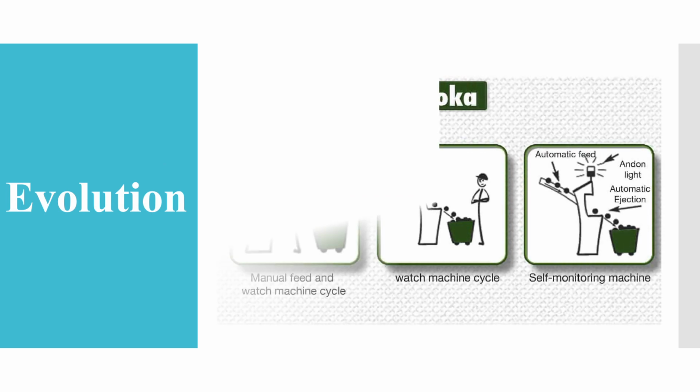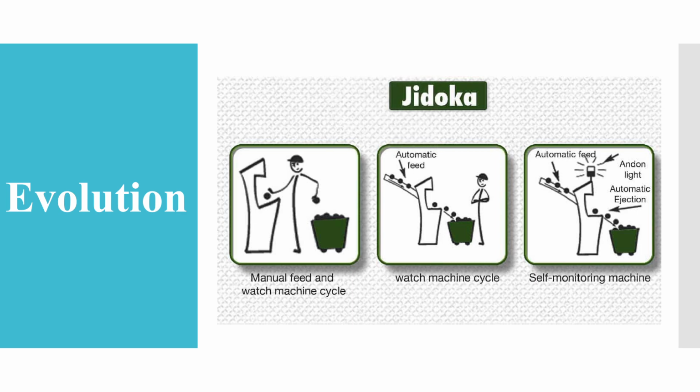Now, let us quickly understand the evolution, or how Jidoka has come into existence. If you see this picture, you can see that initially in the machine there was manual feeding, and there was continuously one person to observe the machine. After a particular period of time, some automation was done, where feeding is done automatically from the back end of the machine, and only a person is there to check the defects and the abnormality.